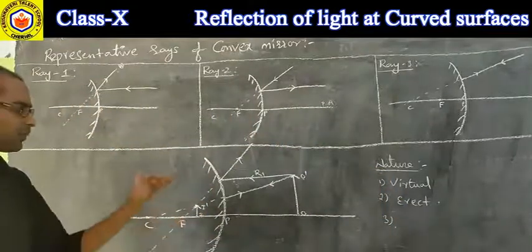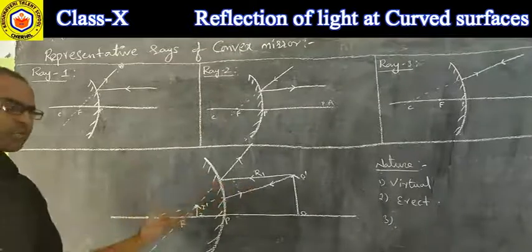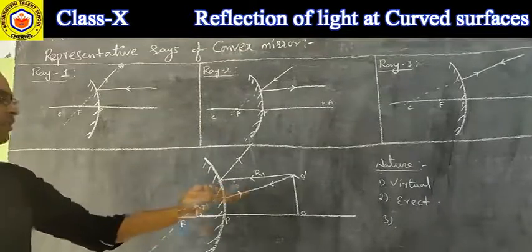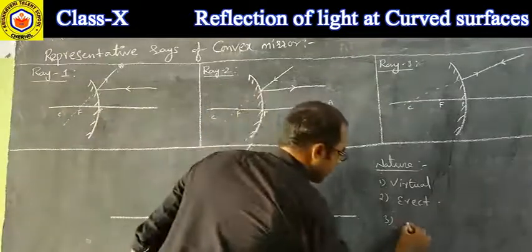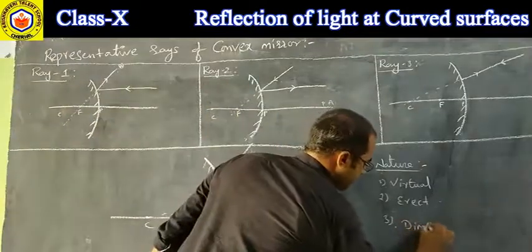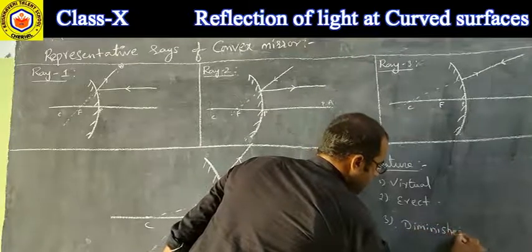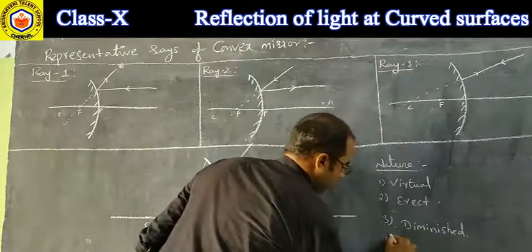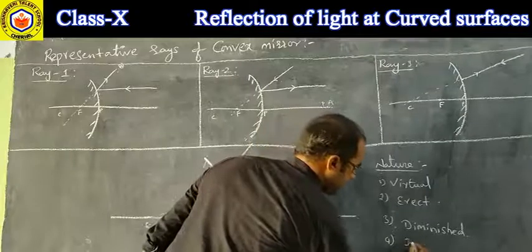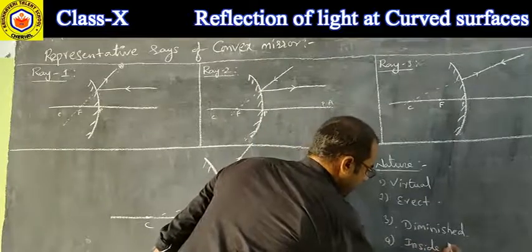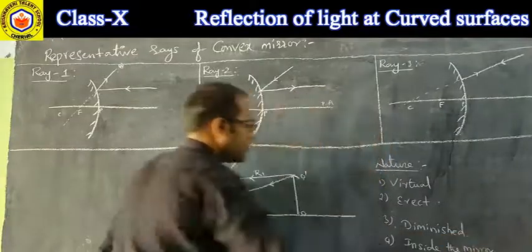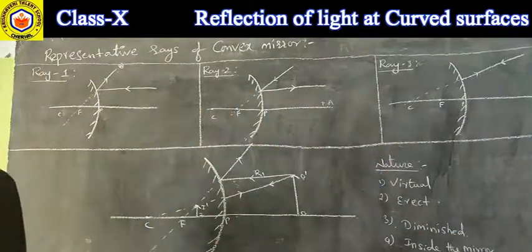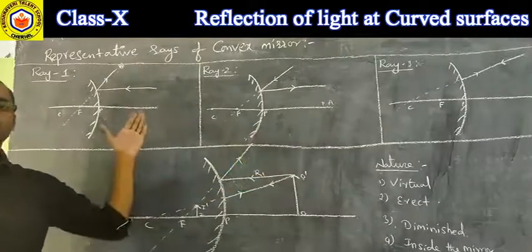The image is smaller than the object or larger than the object or same sized as the object. It is smaller size. It is a diminished image. And where it is formed? It is formed inside the mirror. So these are the properties of the image formed by the convex mirror.